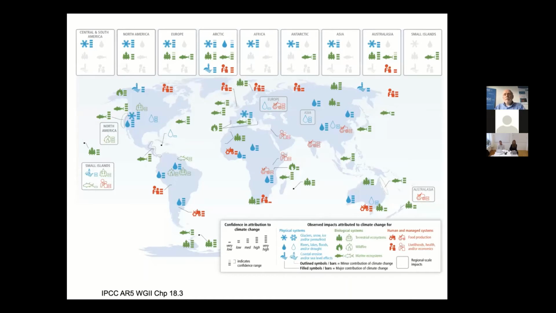And this is an example from the last assessment report, the AR5, where for different regions there were some key findings, some key observations of climate impacts depicted for various sectors, going from physical systems to biological systems to human and managed systems. And then there were ocean findings also included, indicated by the fish, and this stack of bars here indicates the level of confidence in attribution to climate change. So that was a very popular figure then also in outreach events afterwards, and it supported the statements that climate change is already having an impact on all continents and in all oceans.